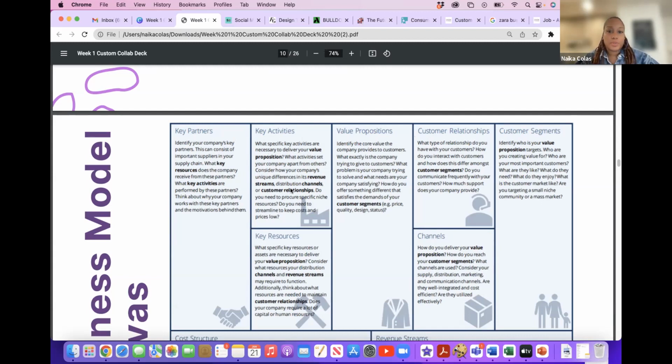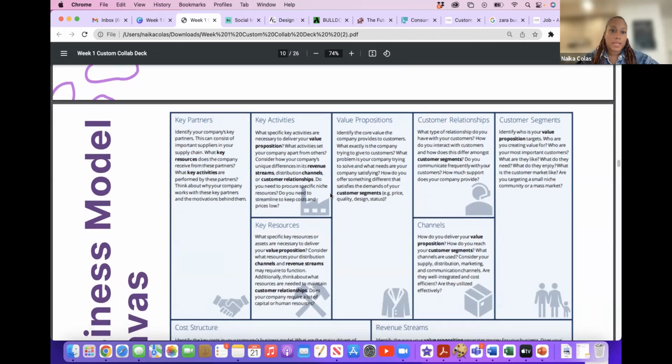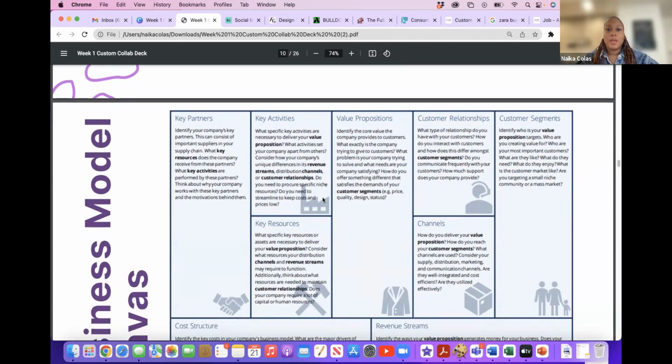Maybe you're doing trade shows. And then consider how your company's unique differences relate to its revenue streams. So you should have more than one revenue stream as a fashion designer. Maybe you have a large studio, you're doing pieces for your collection, and maybe you're doing private label work. Or if you do natural dyeing, you're dyeing for private labels, like Carrot Piazza.